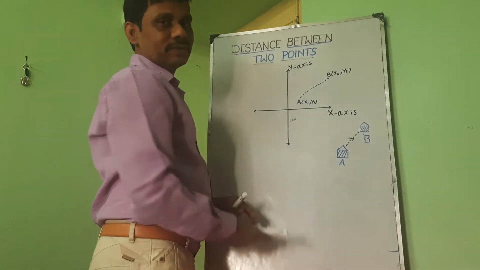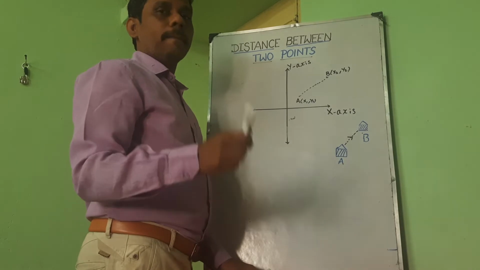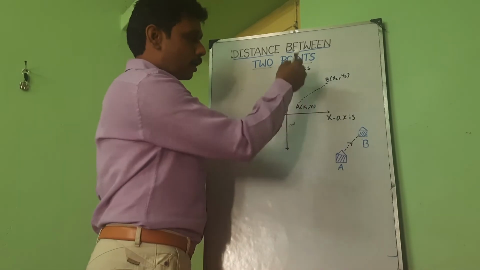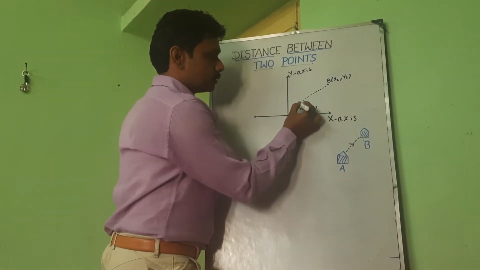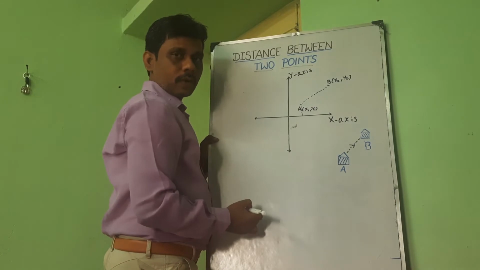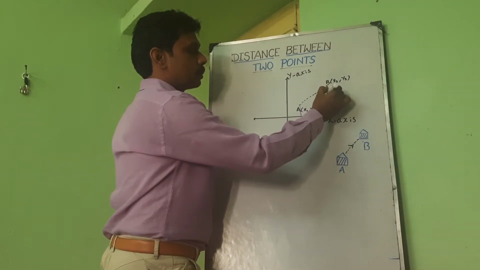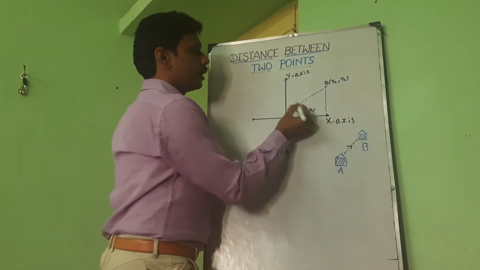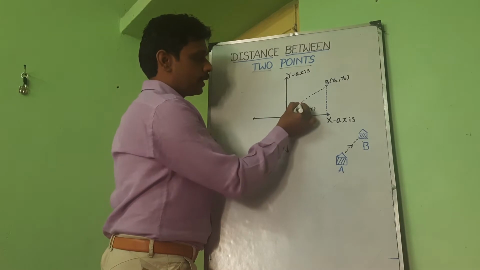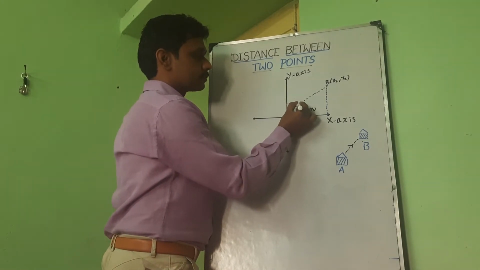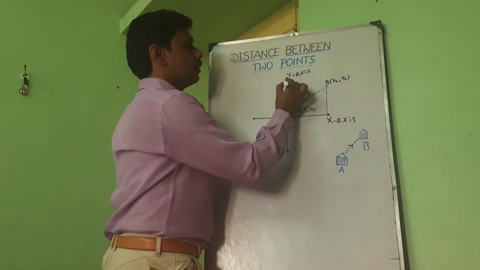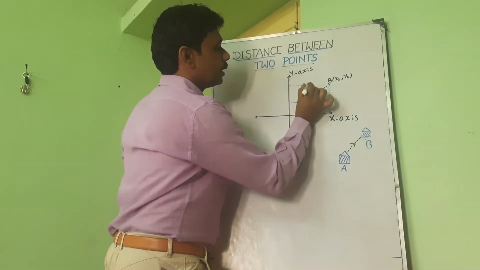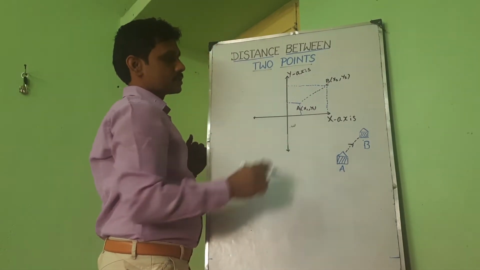To calculate the distance between these 2 points, we need to draw perpendiculars from point A and also from point B on the x-axis like this. Draw a perpendicular on the x-axis, one more perpendicular on the x-axis. Similarly, draw a perpendicular from point A on the y-axis. Similarly, from point B, draw a perpendicular on the y-axis. So this is the case.